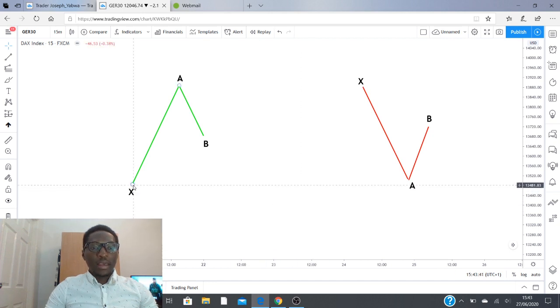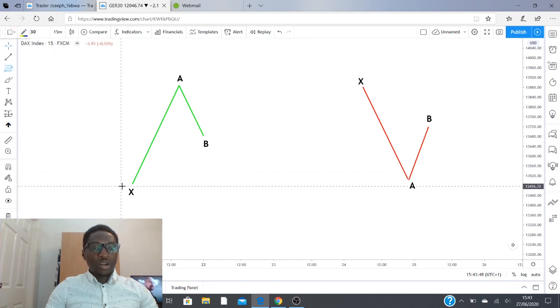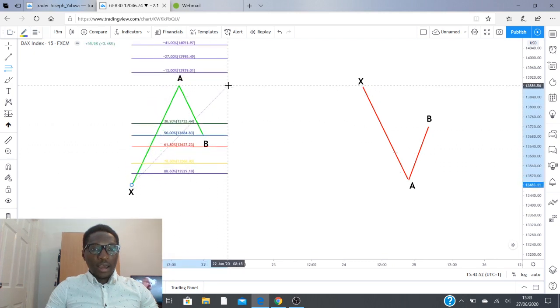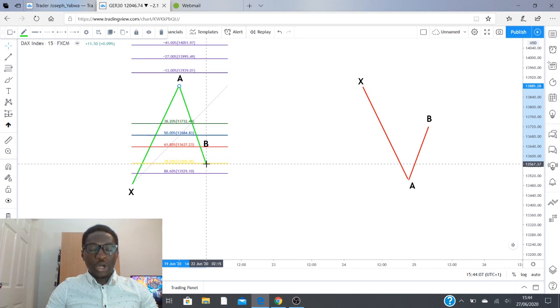So you've got your X leg, you've got your A leg here, so you have to bring in your Fibonacci retracement. We're going to bring in our Fibonacci tool here, and go from the swing low, our X point, to the swing high at the A point. What you're looking for is this A to B leg to extend and go past all these Fibonacci numbers, the 382, the 50%, the 618, and it has to touch the 786 retracement only.